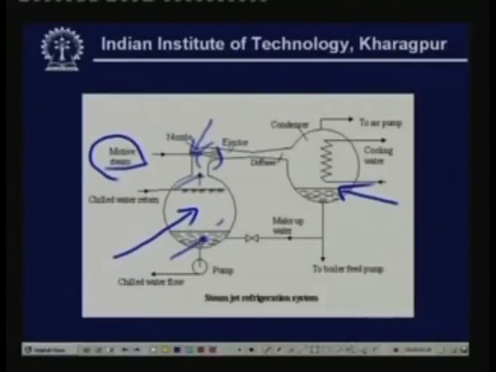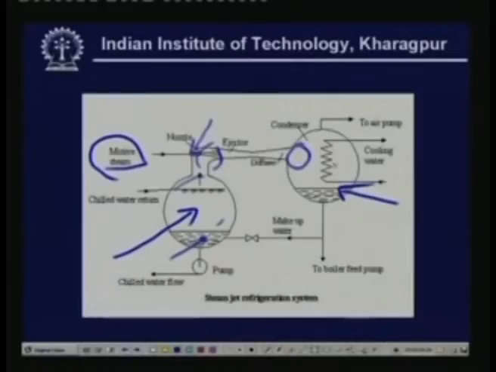Okay. Now, what happens to this vapor? This motive steam plus the vapor that is evaporating in the evaporator both get mixed and then they flow through a diffuser. In the diffuser, what happens is you convert the kinetic energy back to pressure. That means at the end of the diffuser you again have a high pressure steam.